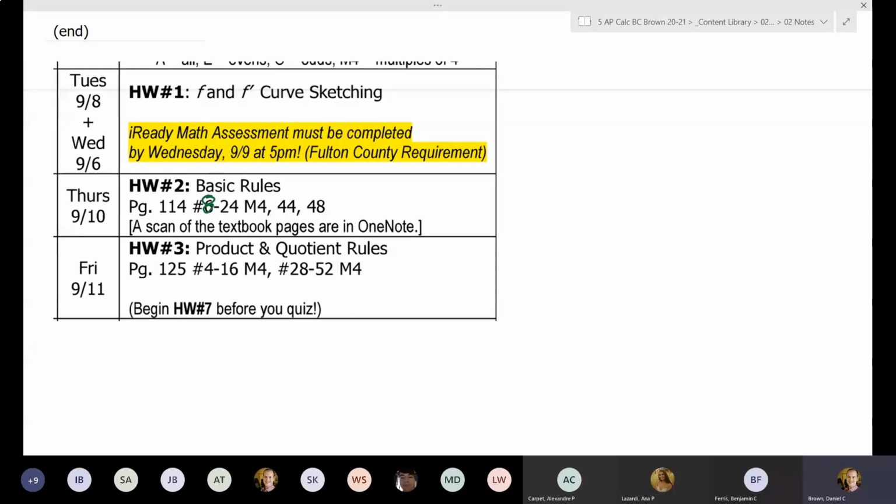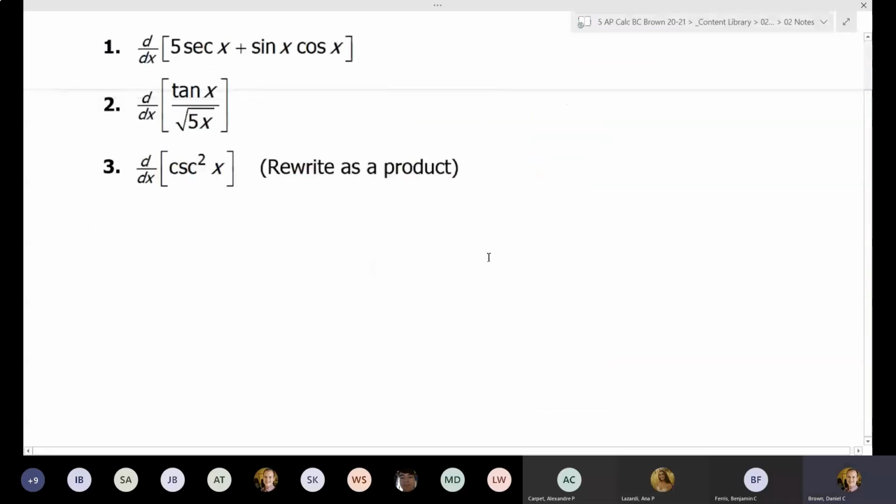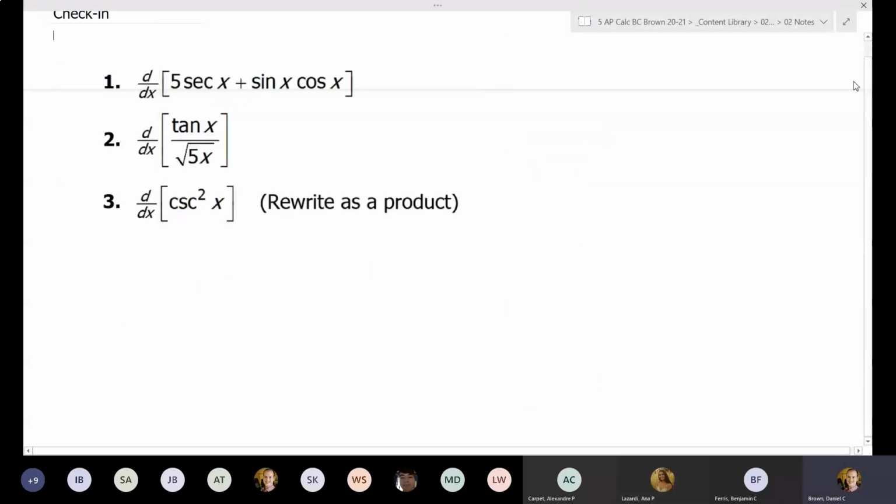If you do need more practice with the product and quotient rules, you can actually start homework 7 now. You can't do all of it, but you can do about half of homework 7, and that's just if you want more practice with these basic rules. But for now, for the last part of class, just to check in your understanding, go ahead and try to find those 3 derivatives for me.